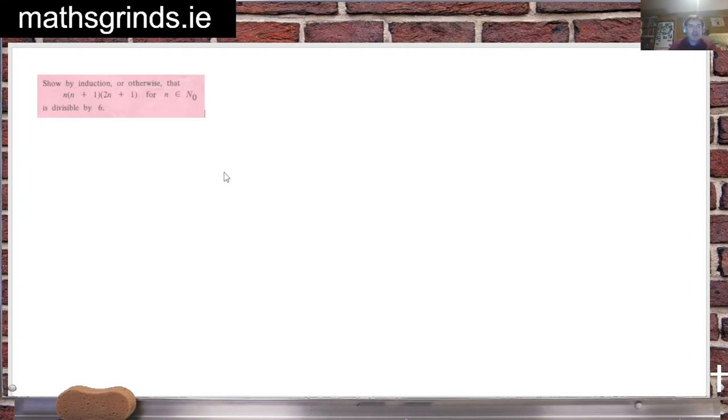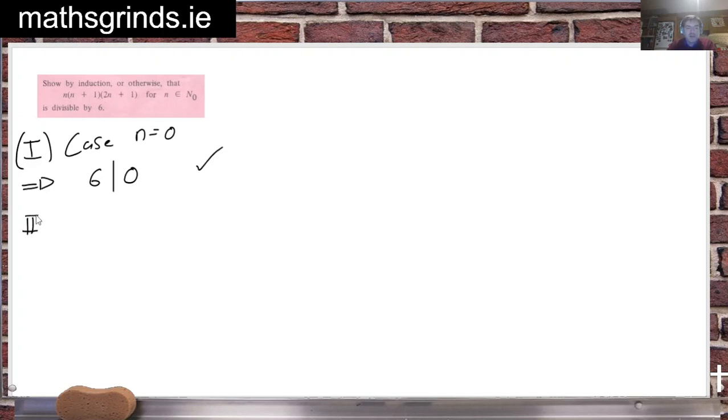Okay, we want to show that this expression here is divisible by 6. So we want to prove the first case, which is n equals 0. So that means we want to prove that 6 divides into 0. Well, technically true.